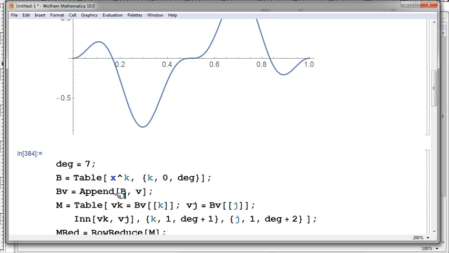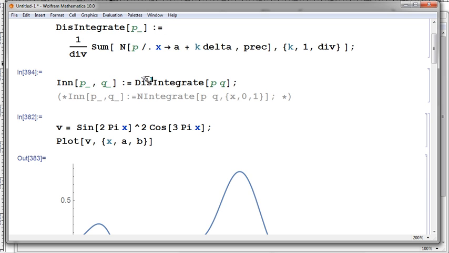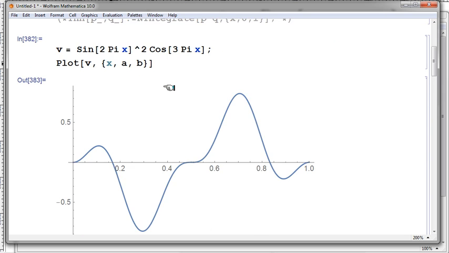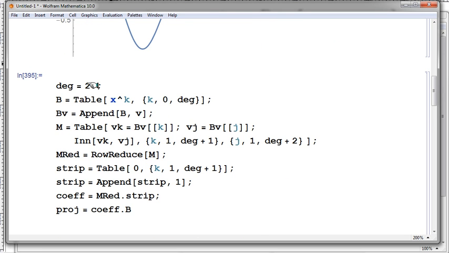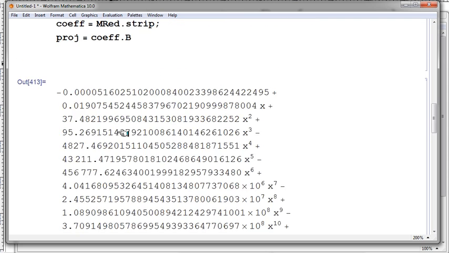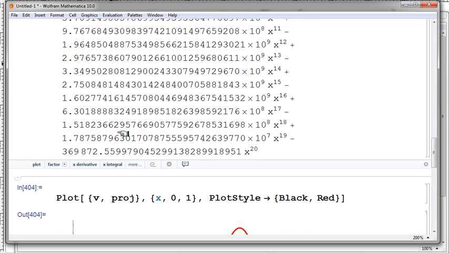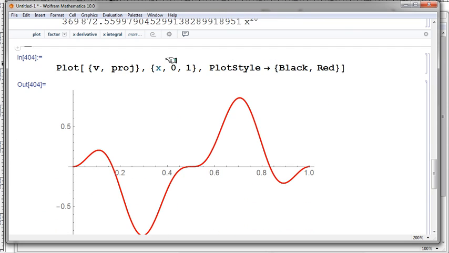Right, I kept this division level and precision level, but I'm using discrete integrate version, and I'm going up to degree 20. I'm running it here, and it did fairly quickly. It took less than 2 seconds to get this one. It didn't question the reduction process, and when I sketched it, it looks almost identical to that.